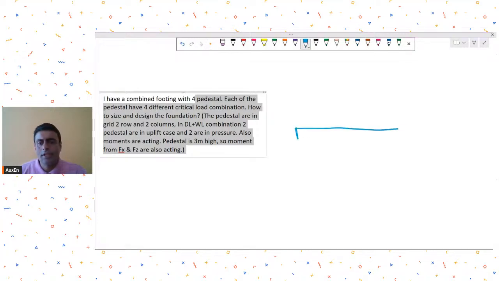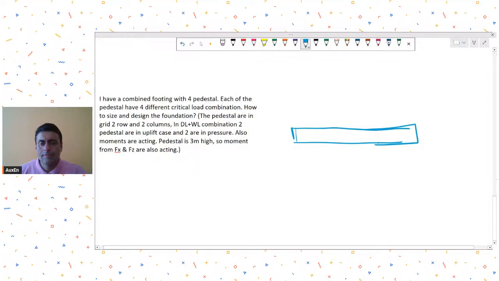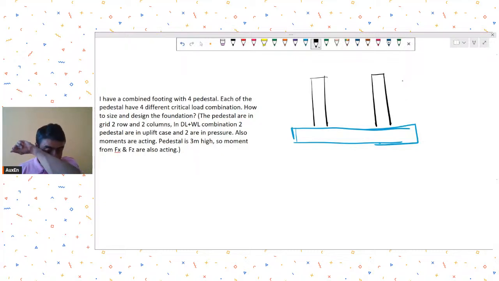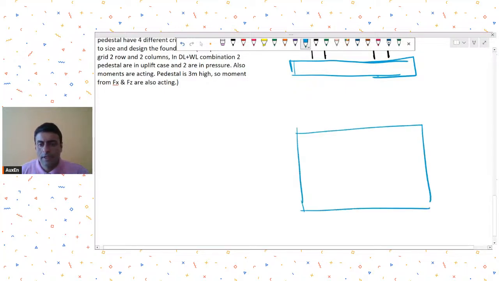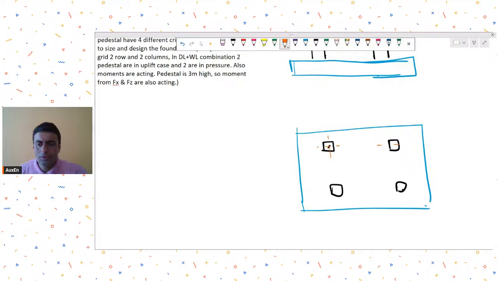So he's saying in elevation he has this type of situation in cross sectional view, sorry. And then these are his pedestals in sectional view, and in the plan view they are something like this, and there are four pedestals in a grid of 2 by 2, and let's say each of these pedestals has a different load.